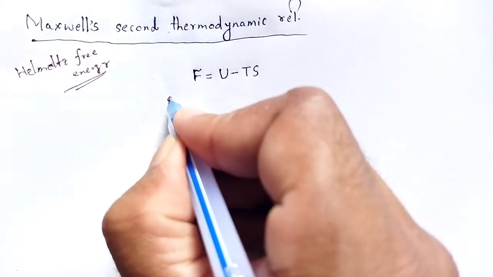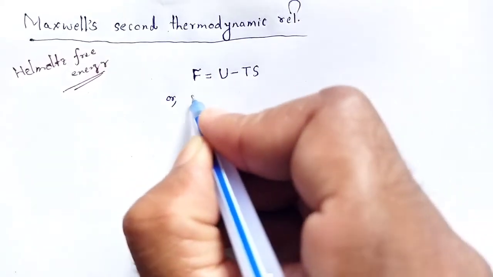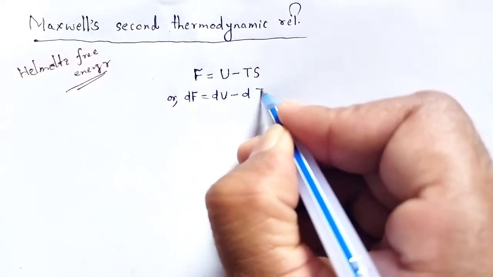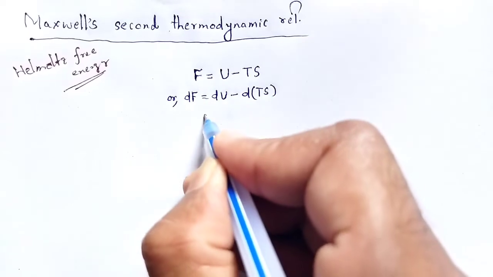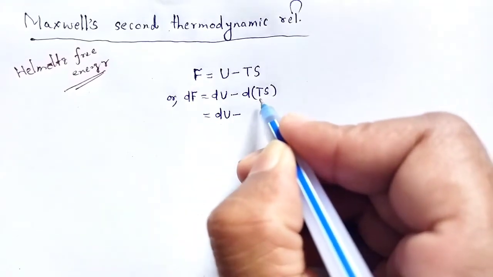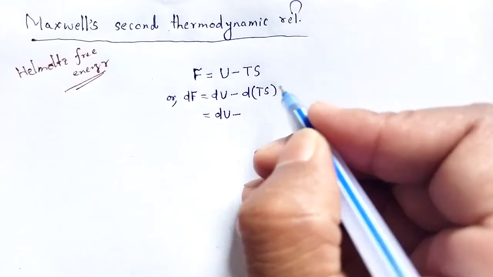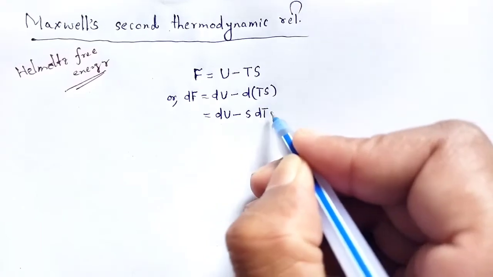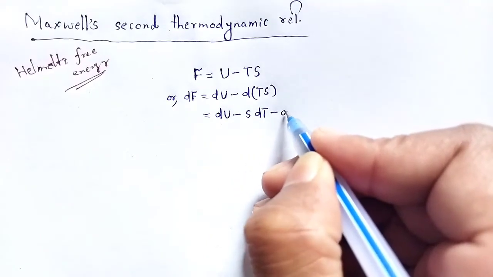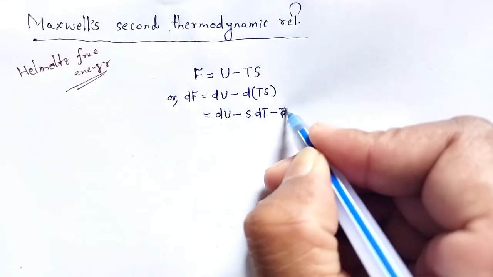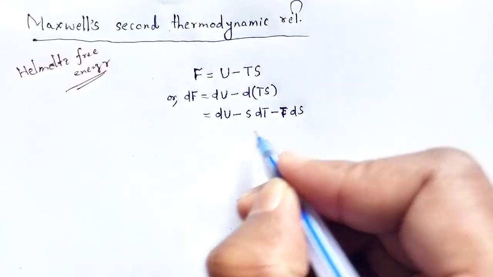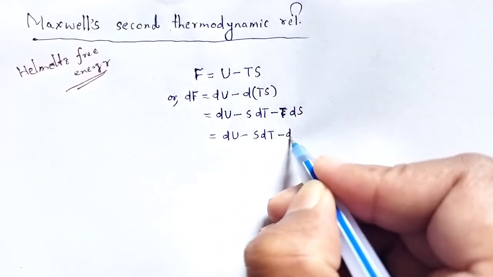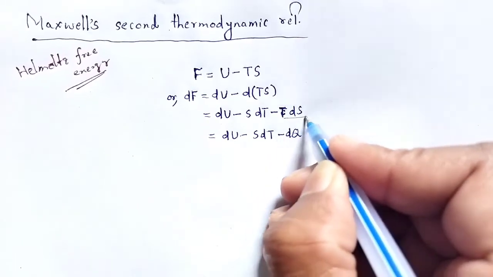Now, differentiating, what do we have? These variables are exact differentiable. So dF is equal to dU minus d(TS), which is dU, then differentiation of the first term with the second term constant, and differentiation of the second term with the first term constant. So it will be S dT minus T dS, and T dS is equal to dQ. So dU minus S dT minus dQ in place of TdS.